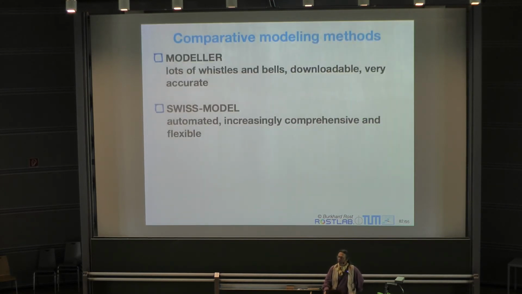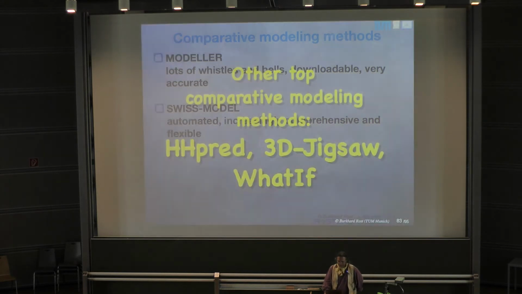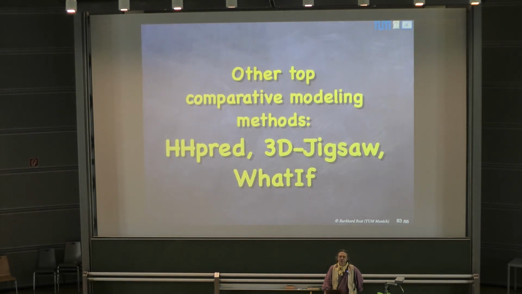Swiss model, although it has changed over the years, still clearly is automated. It's increasingly comprehensive and flexible, and that always implies increasingly complicated. But still it is sort of the simplest way out there. What else could you do?